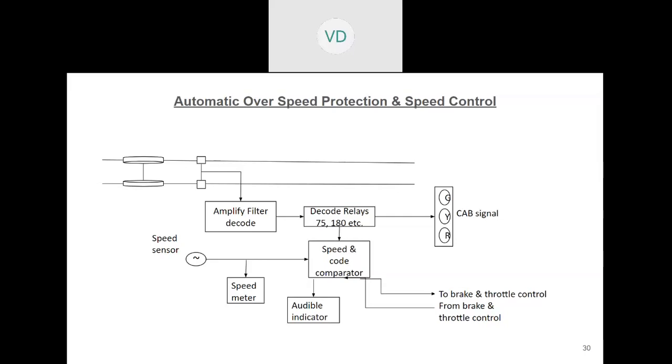This is the next stage. So this has got both. The cab signal is there, plus the speed code comparator is also there. So the train can be controlled. Next.